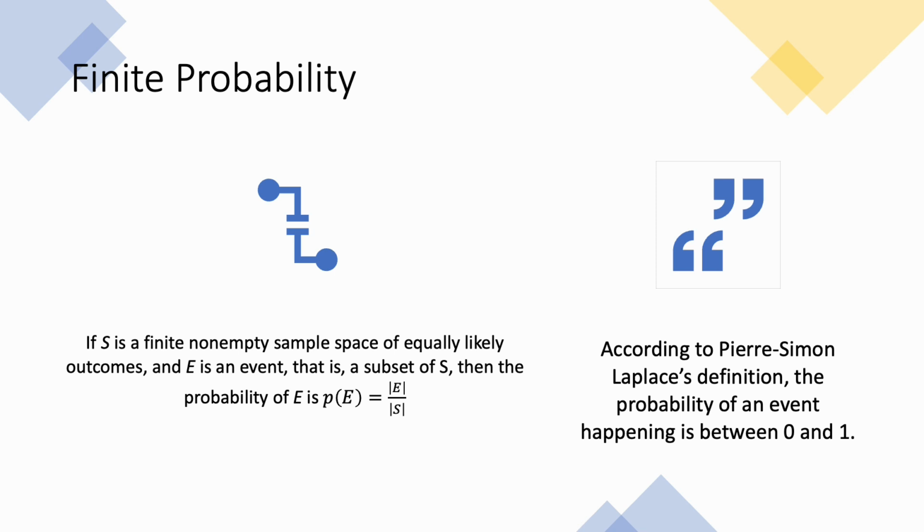An experiment is a procedure that yields one of a given set of possible outcomes. The sample space of the experiment is the set of possible outcomes, and an event is a subset of the sample space. If S is a finite non-empty sample space of equally likely outcomes, and E is an event, that is, a subset of S, then the probability of E is the following equation. And when dealing with the probability of an event happening, the likelihood is between 0 and 1.